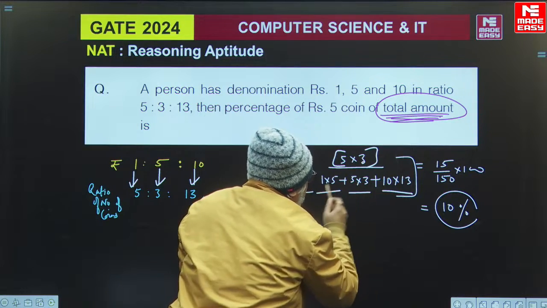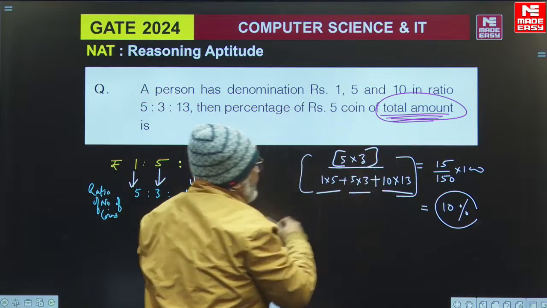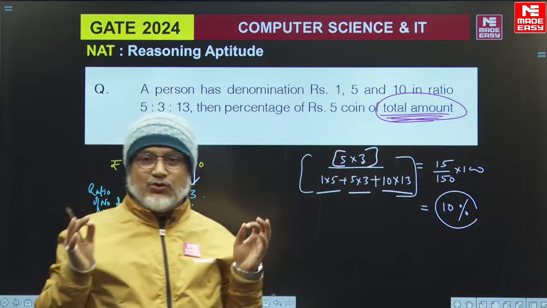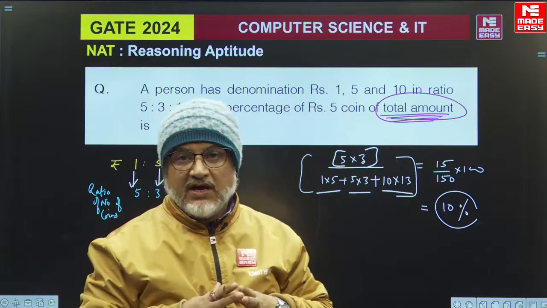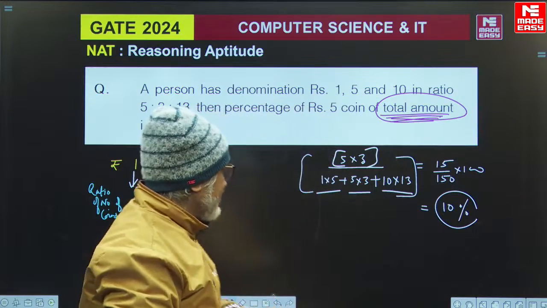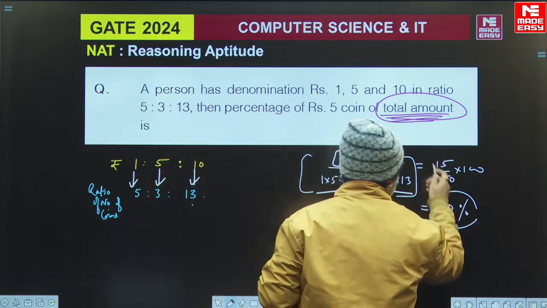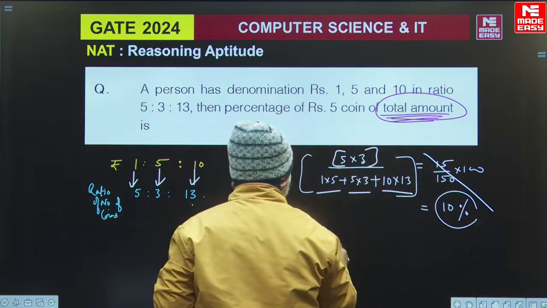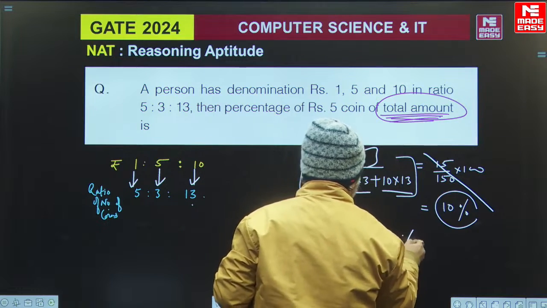130 plus 15 plus 5, 150. 15 upon 150. x and x, there is no need of taking x. Even if you take it out, it will cancel out from the numerator as well as from the denominator. So what had happened here? 15 by 150, which is nothing but 1 by 10, which corresponds to 10%.